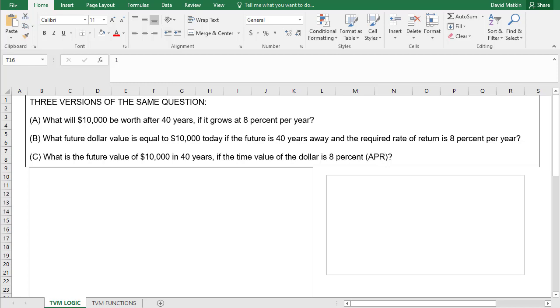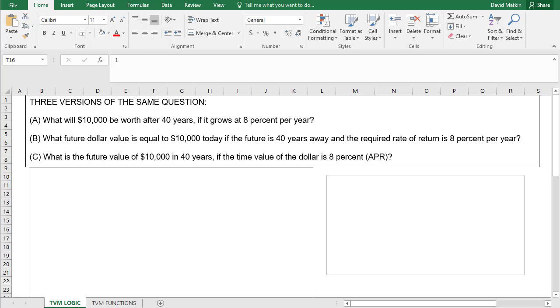And C emphasizes this even further by implying the equivalency of the $10,000 by saying, what is the future value of $10,000 in 40 years if the time value of the dollar is 8% APR? So what is the future value of $10,000? This is $10,000 in the present. We'll often drop the term present value in this situation because we don't want to say what's the future value of $10,000 present value. But it could say what is the future value of $10,000 today after 40 years. That'd be another way of framing it.